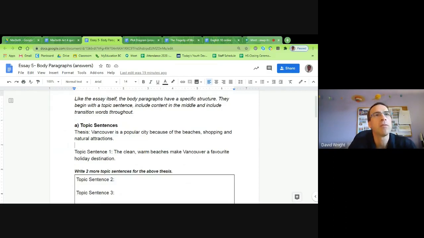Now, let's look at the first topic sentence. This thesis, where does it go, just to remind you? It's the last sentence of the first paragraph. It's the last sentence of your introduction. So now we're starting a new paragraph. And this new paragraph, this body paragraph, it needs a topic sentence. So here's an example of that topic sentence.